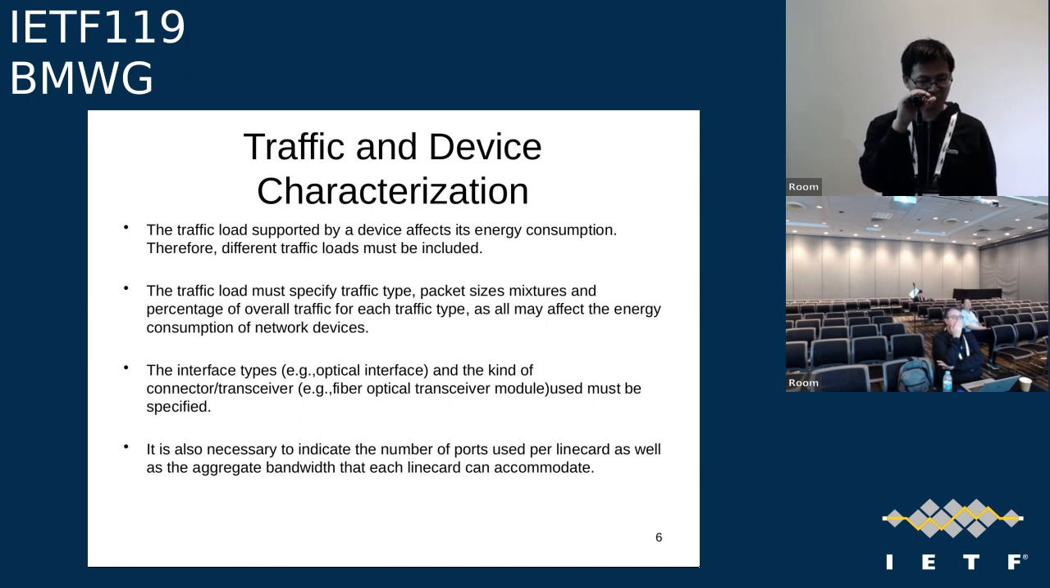So this is the traffic characterization we currently consider, but we do receive some comments that we need to consider more factors. For device characterization, currently we consider interface type, for example, whether it is an optical interface or a packet interface, and if it is an optical device, you need to consider the type of the connector or transceiver. For example, it could be a fiber optical transceiver module. These portray the device you really test in this lab environment, so they make results more accurate or repeatable.